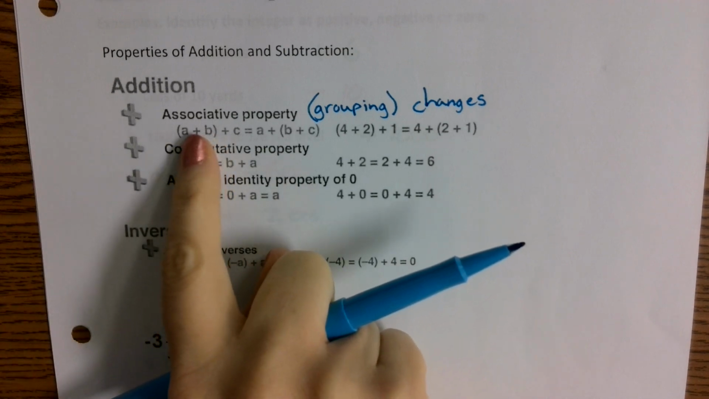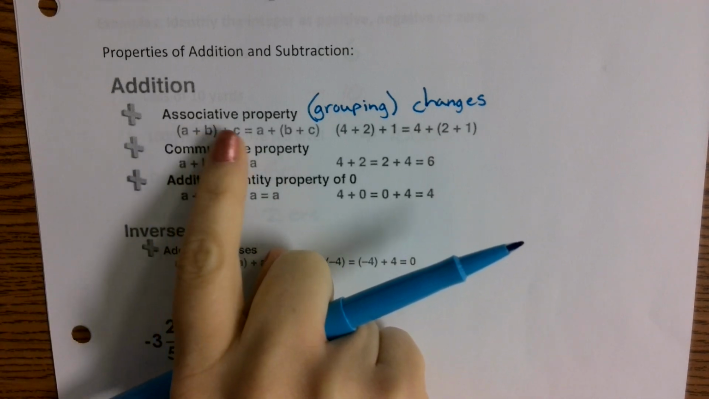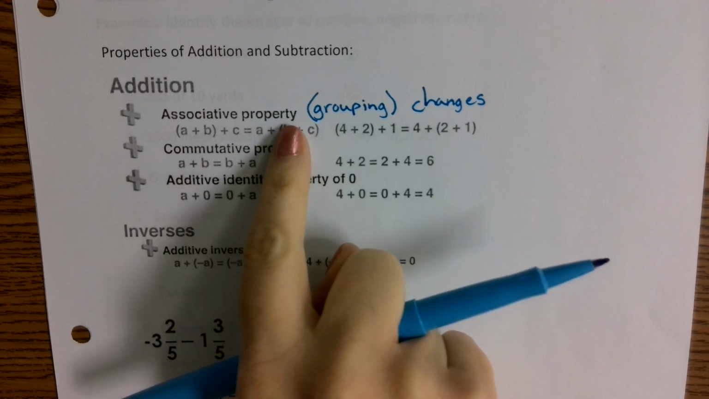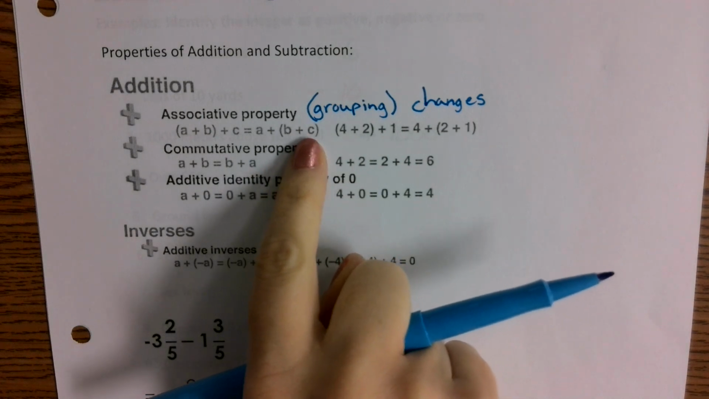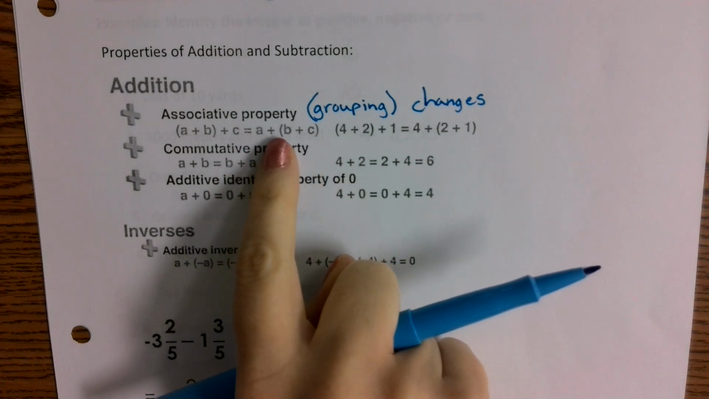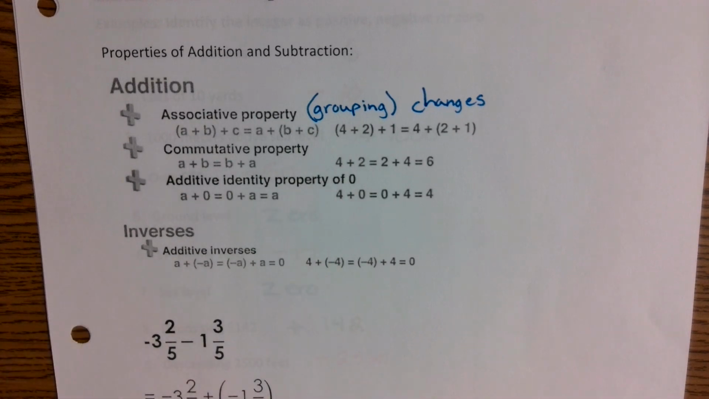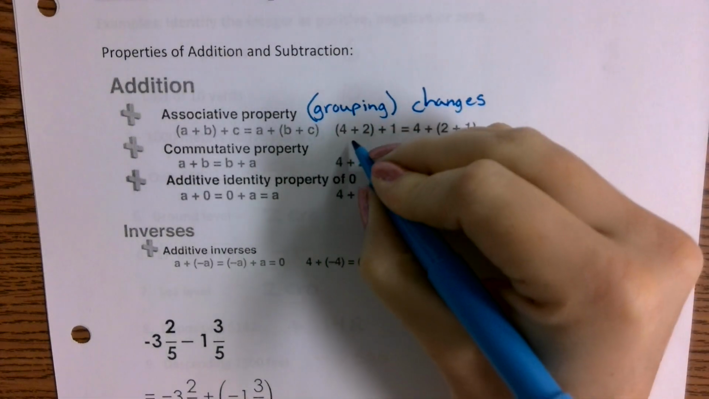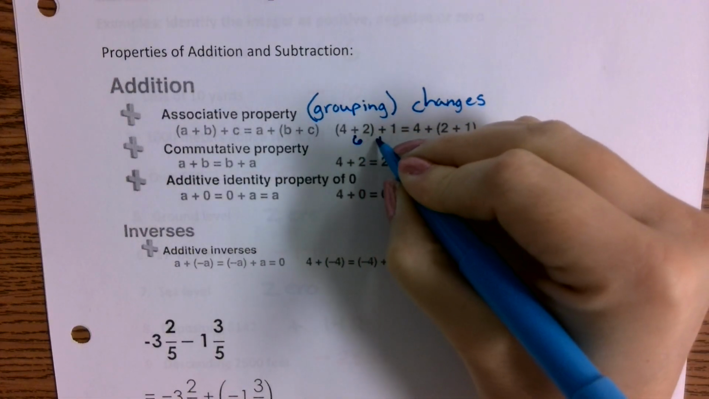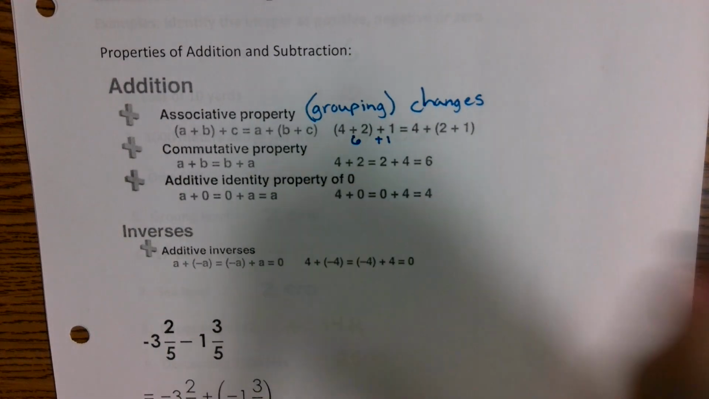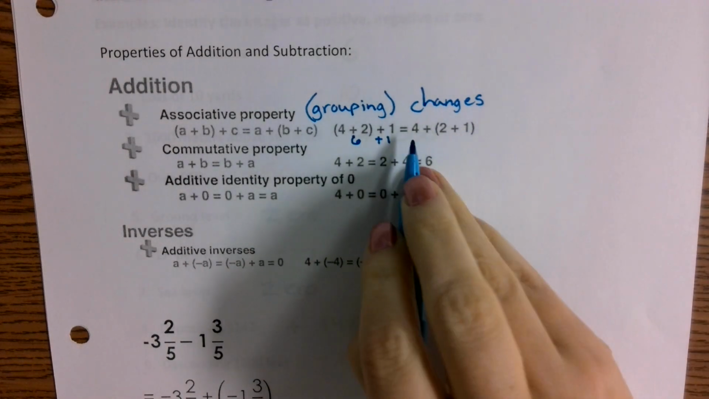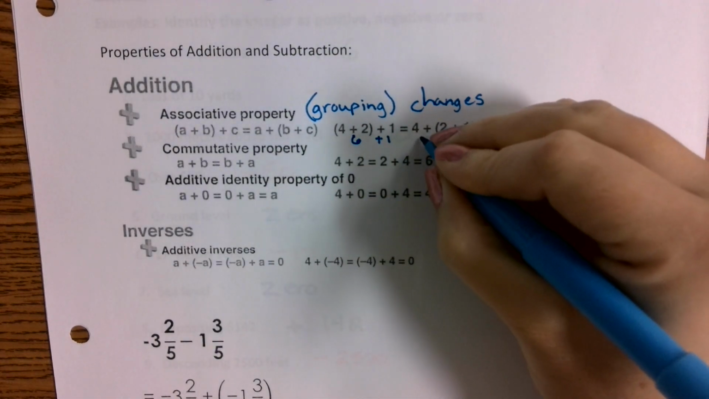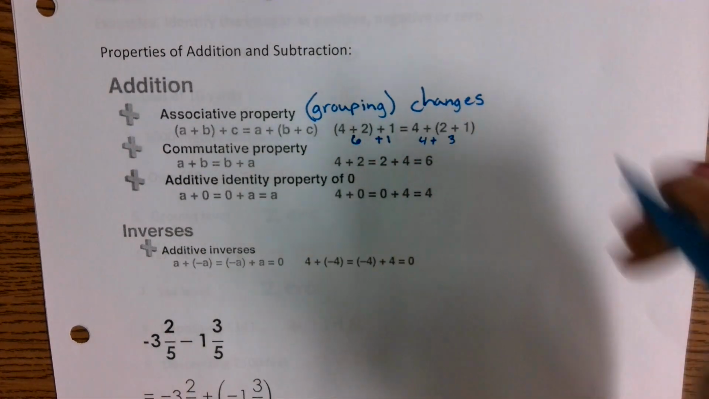So when the grouping changes, that means the order that you are performing your operations will also change. In this first scenario, you had to add A plus B first, and then you would add C to that sum. In this second grouping, we would have to do B plus C first, find the sum, and then add A plus that sum. So for example here, 4 plus 2 has to be done first, which would give us 6, and then we'd have 6 plus 1, which would give us 7. In the second part, instead of doing 4 plus 2 first, we would do 2 plus 1 first, which would give us 3, and then we could do 4 plus 3, which would still give us 7.